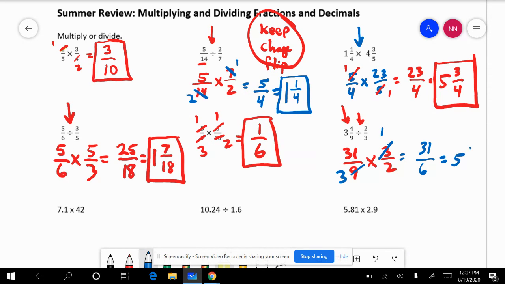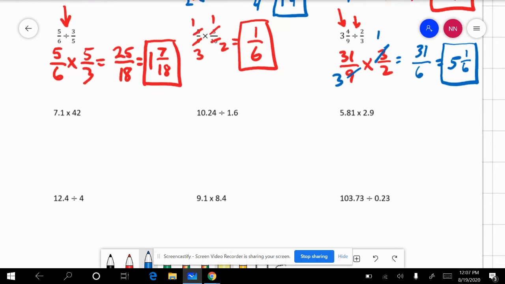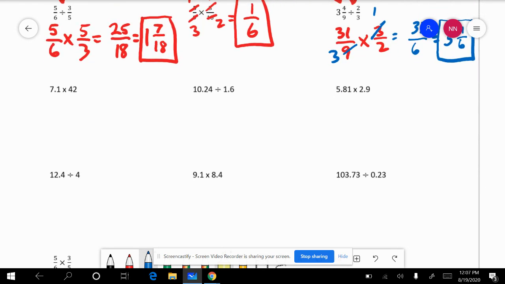And it has a remainder of 1. So it's 5 1/6. That right there would be the fractions with the multiplying and dividing. Now what we're going to do is look at the decimals. Once again, adding and subtracting, multiplying and dividing have different rules for decimals.